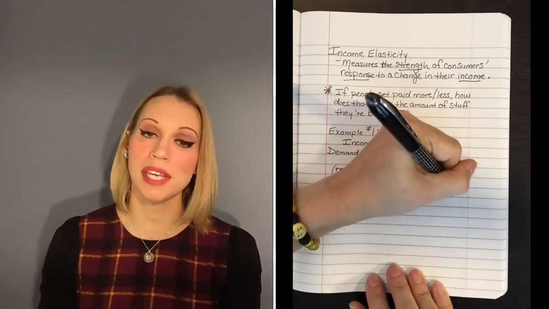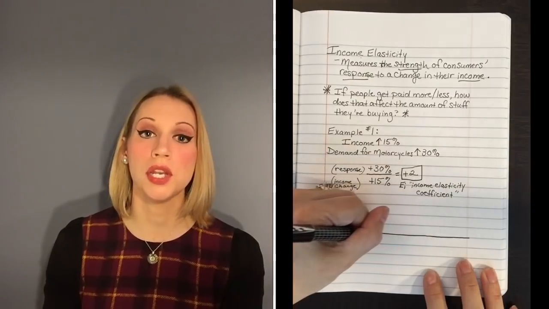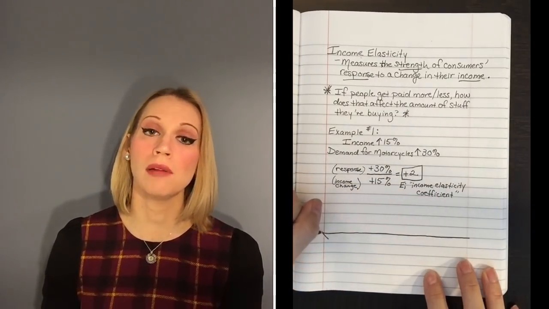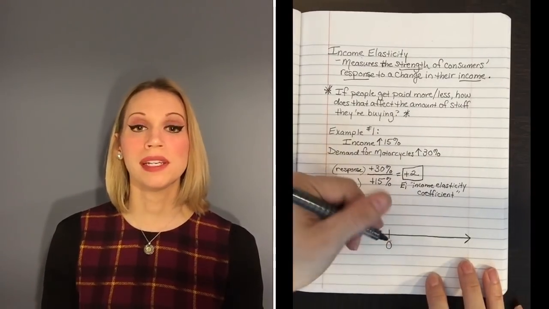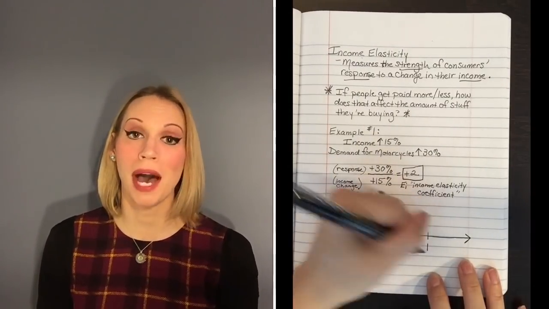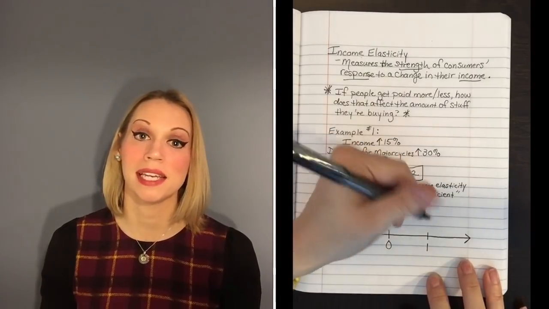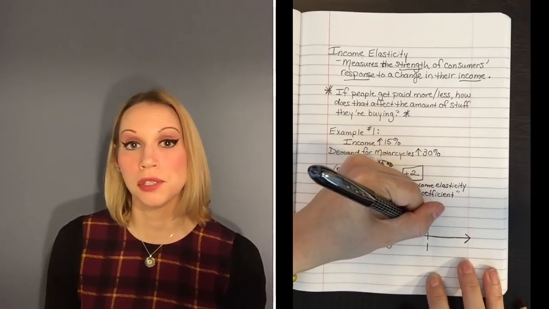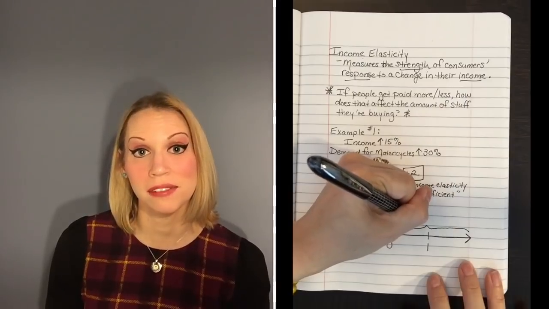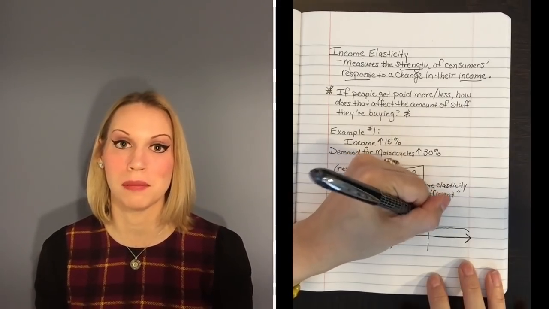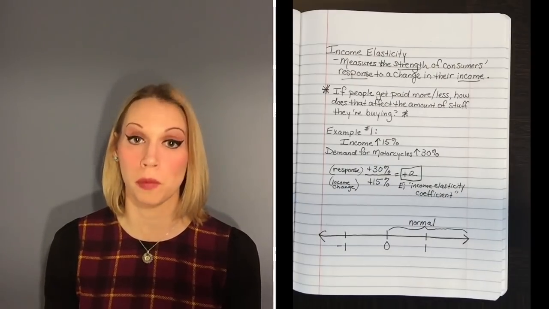Now, if your income elasticity coefficient is positive, then we're going to call those goods normal goods. The reason why we call goods with a positive income elasticity normal goods is because it is normal behavior to buy more if you get paid more, and it is normal behavior to buy less if you get paid less. So if you have two positives in your division, that's going to give you a positive number. If you have two negatives in your division, that's going to give you a positive number. So a positive income elasticity coefficient refers to normal goods.